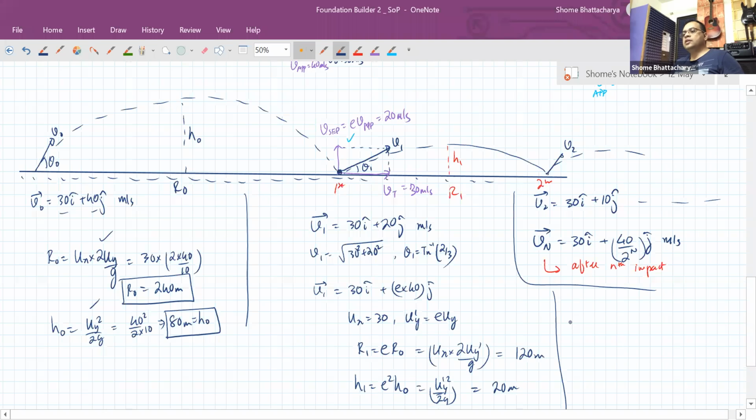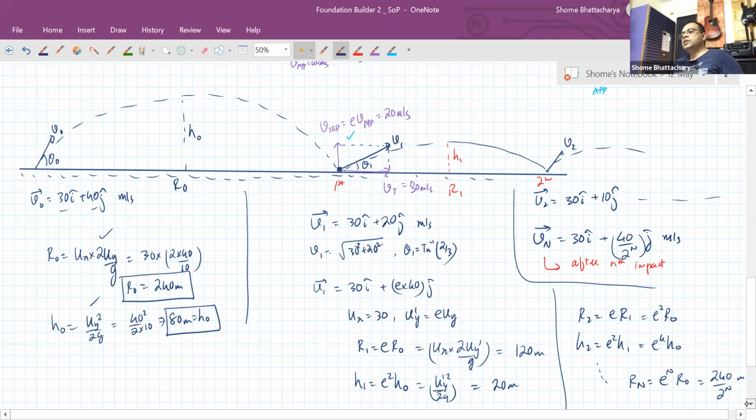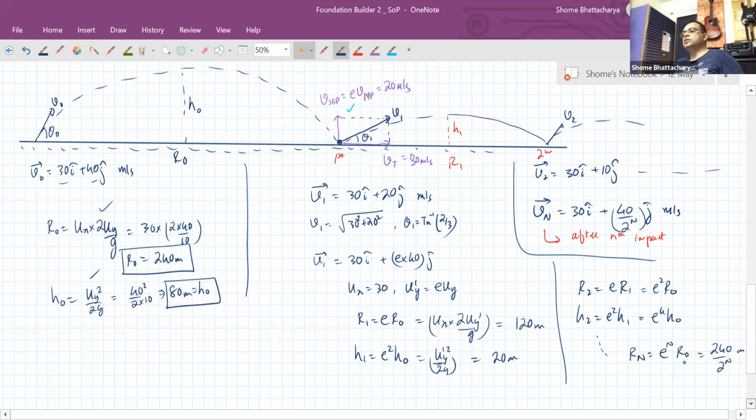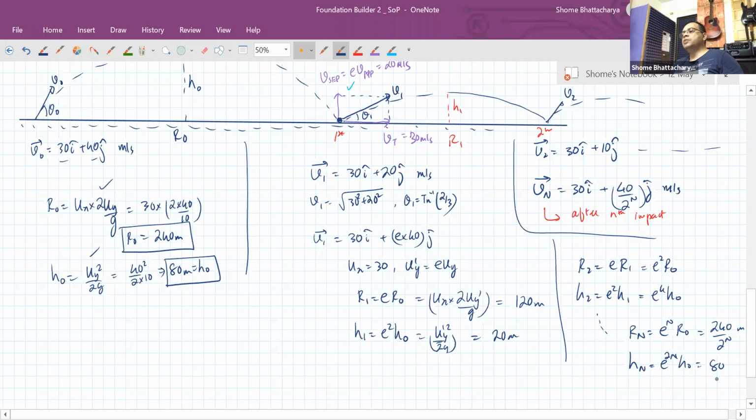So like that, if you see the next one, you can see r2 will be e times r1 or e square times r0, but h2 will become e square times h1, so that is e to the power 4 times h0. And like that, if you make the series, the range after the nth impact will become e to the power n times r0, so that is 240 upon 2 to the power n meters. Whereas the maximum height will become e to the power 2n, because every time it's changing by a factor of e square. So it will become 80 divided by 4 to the power n in meters. So this is a general formula, and you can see that in this general formula itself, if I put n equal to 1, then I get the specific values of this and this.